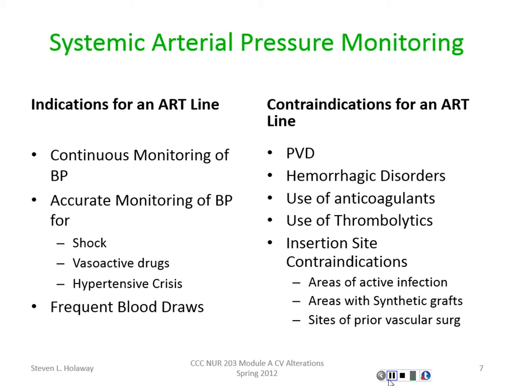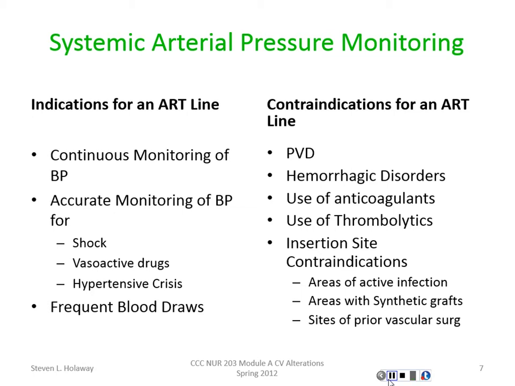And if I'm having to continuously stick to get a blood gas, it's very, very traumatic on that patient, okay? And every time I stick, I run the risk of doing an injury, going through that artery, severing that artery. So by putting in an arterial line, I can continuously draw my blood gases from there. I can do frequent blood draws for other types of things from there as well. So it's really good for those.